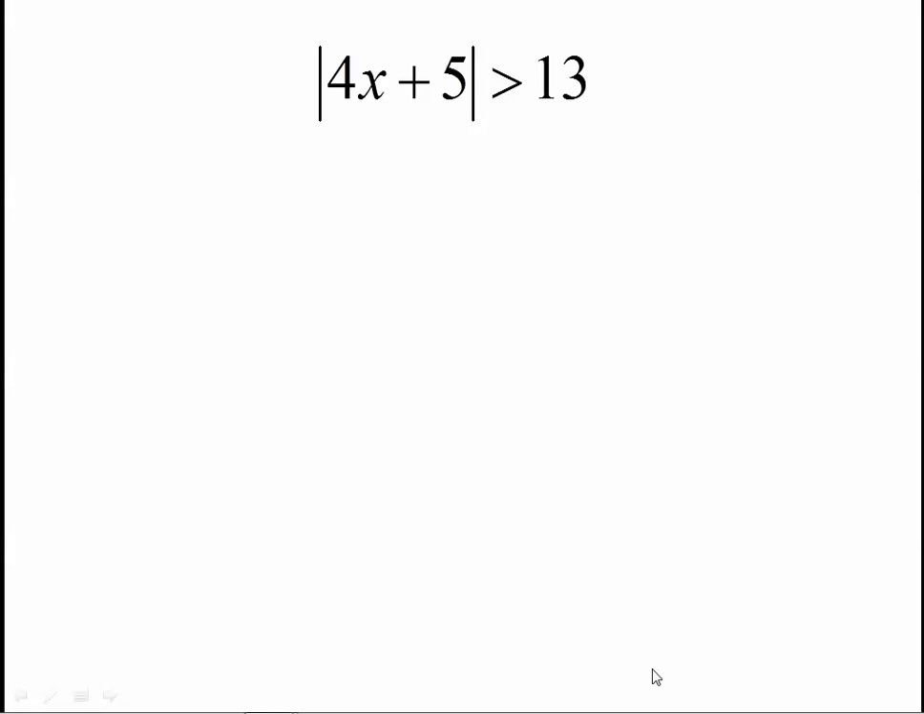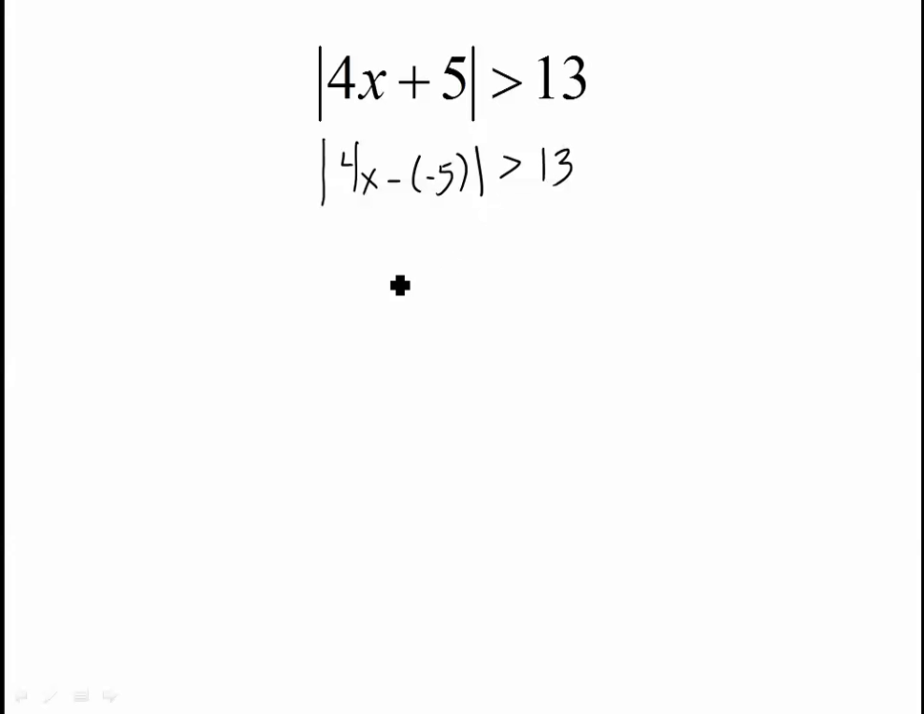In this problem, we introduce the idea of inequality in terms of distance. The absolute value of 4x plus 5 is greater than 13, or if I translate this, some number 4x and its distance from negative 5 is bigger than 13 units.